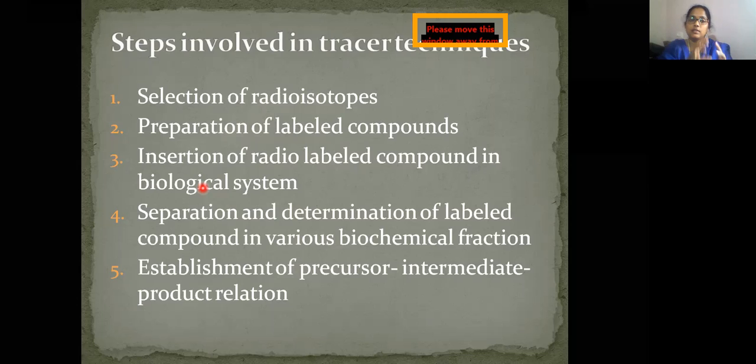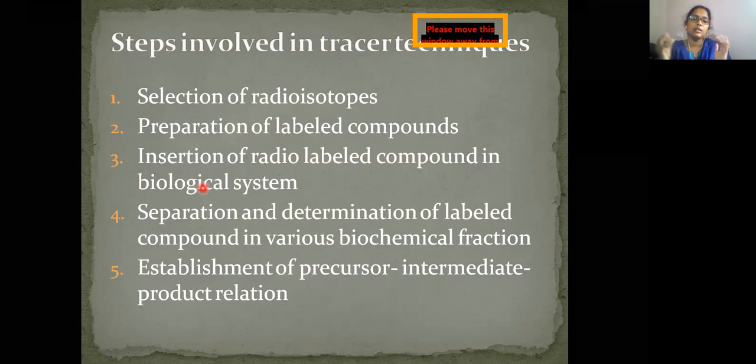So after selecting the compound, we have to go for labeling using the radioisotopes. Okay, so using carbon or hydrogen, you have to label this compound, and after labeling you have to insert this radio labeled compound into the biological system. Here the biological system is the plants, right? After introduction, the fourth step is separation and determination of radio labeled compound.